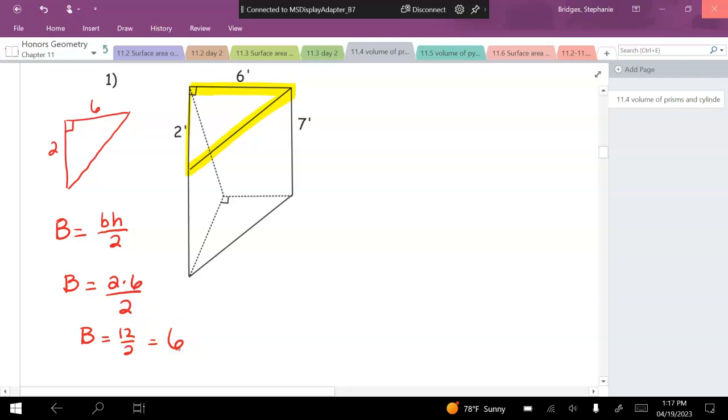This is technically feet. But again, I'm not going to ask you for the units, but it could give them to you on the EOC. And then again, the formula for volume of a prism is the area of the base times the height. We just found the area of the base to be 6. What is the height of my prism? 7. And so what is 6 times 7?